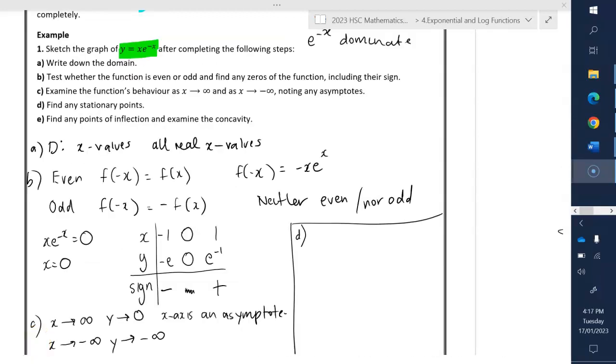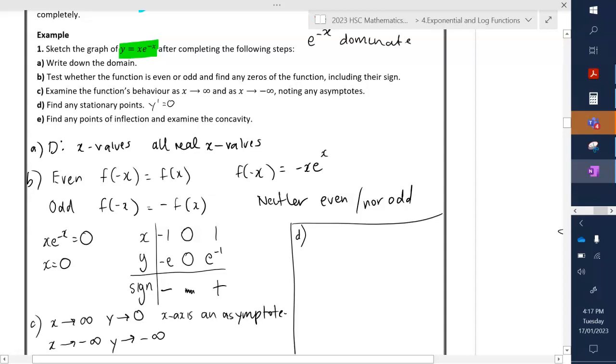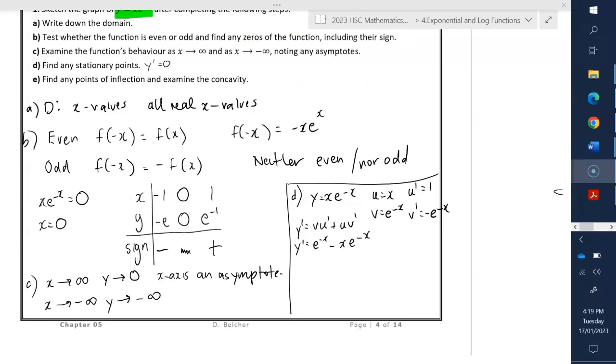Okay, so D wants us to have a look at any stationary points. Thinking back, stationary points happen when our first derivative is equal to 0. So we need to differentiate y equals x e to the minus x, and you're going to need to use the product rule for that one. If you want to pause the video and have a go, we shall get our solution and have a look at that together, so check you got what I've got.